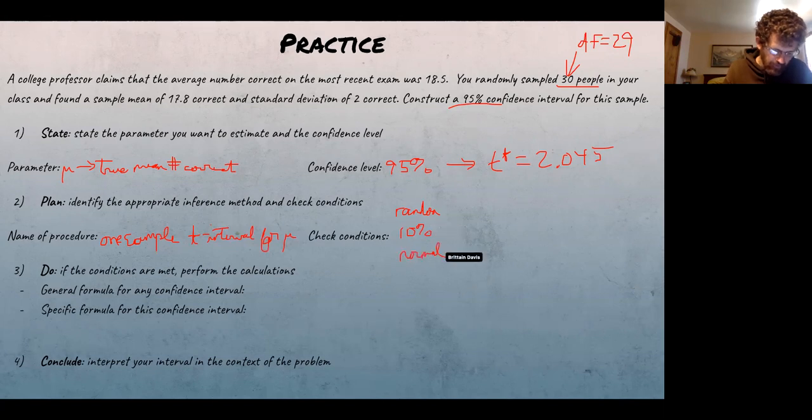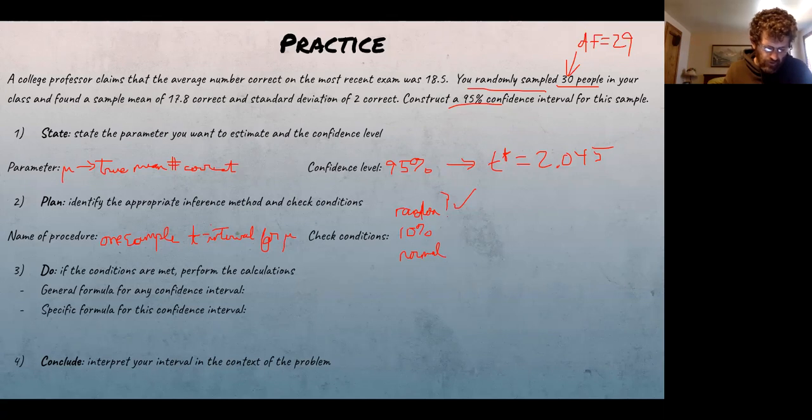Okay, so is it random? Well, it says it was a random sample. So yes. I'm being a little bit lazy, but what you could do is write a little paragraph as you go through a problem like this. It says, we have a random sample. It meets the random condition.